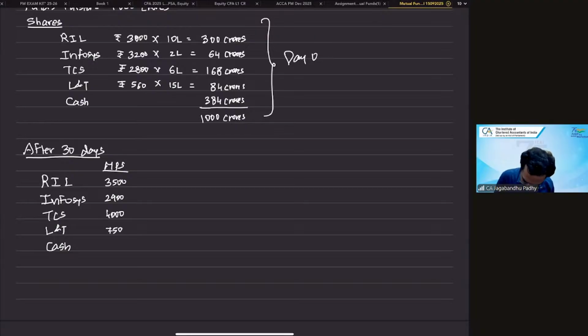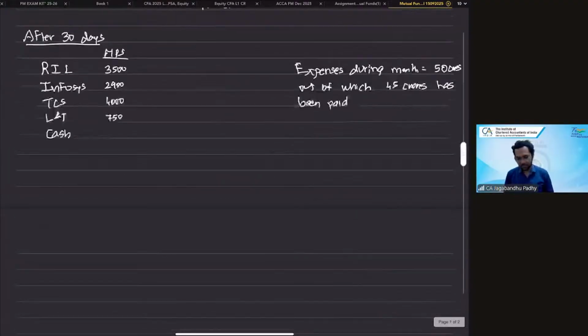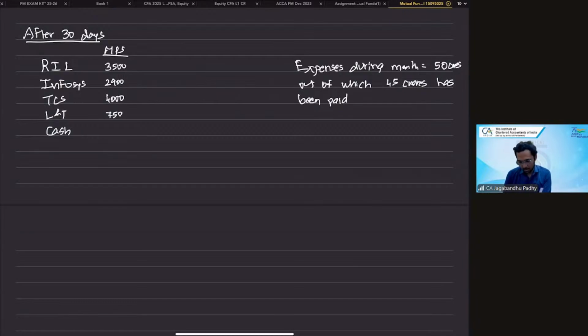Then some additional information I'm giving you. Expenses during the month is, let's say, 50 crores, out of which 45 crores has been paid. So we have spent 50 crores, and out of that 45 crores have been paid, which means 5 crores is still outstanding.